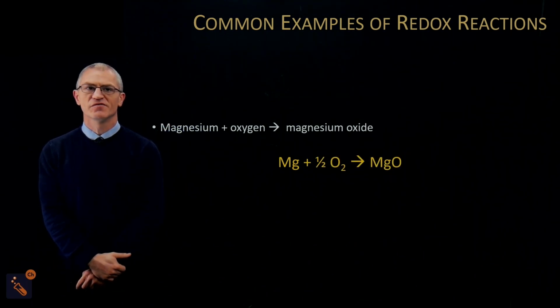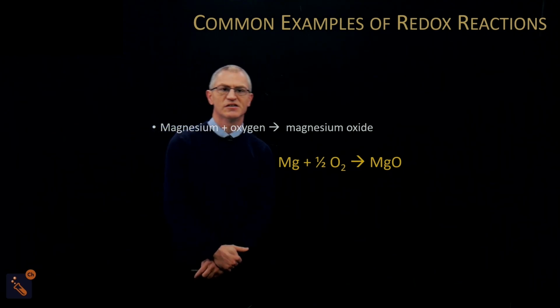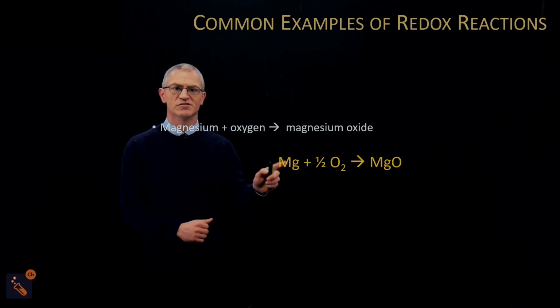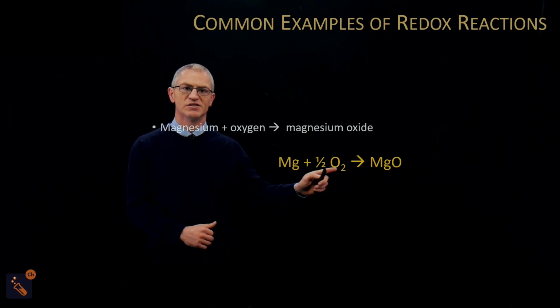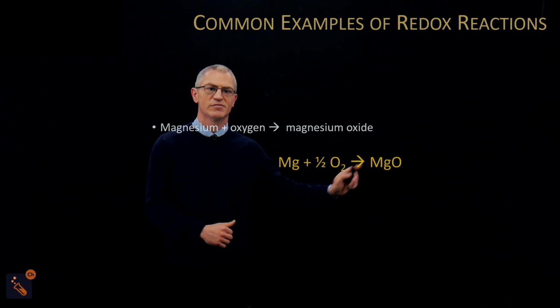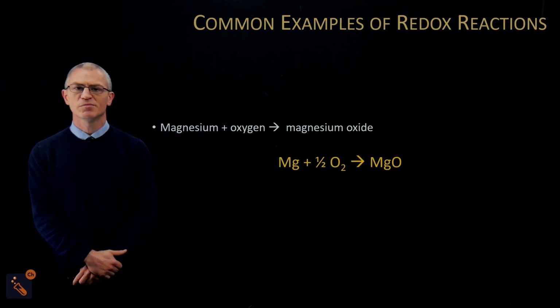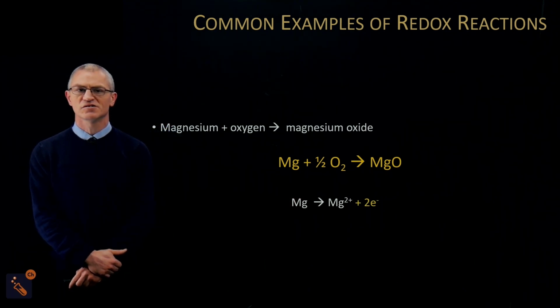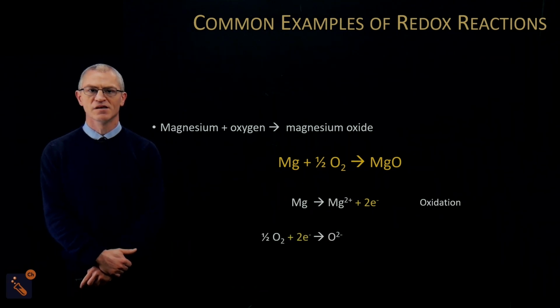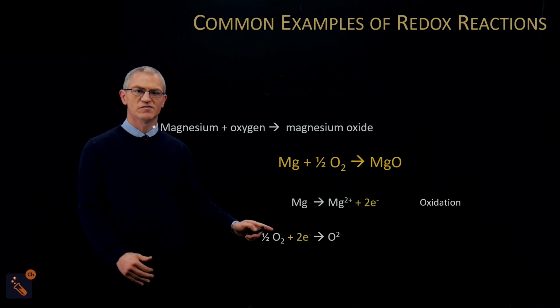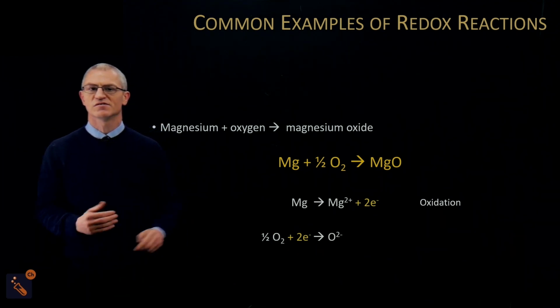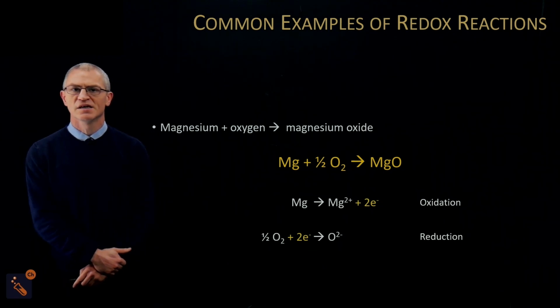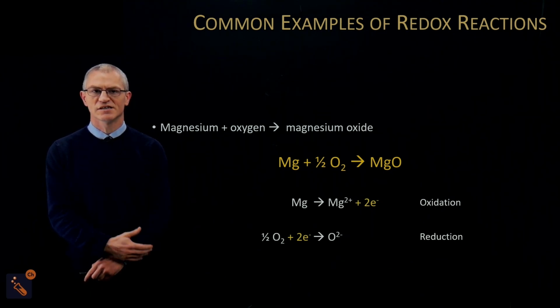Our next common example of redox reactions is magnesium plus oxygen goes to magnesium oxide. That means you have Mg plus half O2 going to MgO. If we look at the charges again, you've got 0 for an element, 0 for an element again, and then we've got 2+ for the magnesium and 2- for the oxygen. If you put that into half equations, you can see that Mg goes to Mg2+ plus 2 electrons, lost 2 electrons, therefore it is oxidation. We then go to the oxygen. The oxygen goes from O2 to O2-, therefore must have gained 2 electrons, therefore it's reduction. That's the way we would have normally done oxidation and reduction in GCSE.